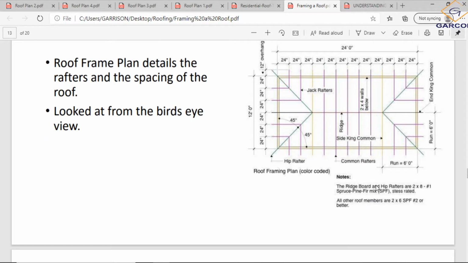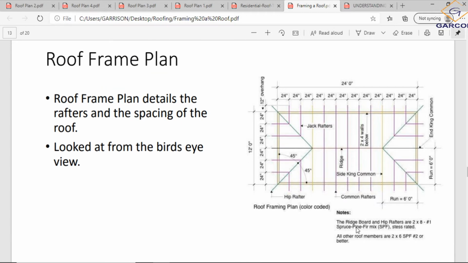Note, the ridge board and hip rafters are 2x8 number 2 spruce-pine-fir mix, SPF, stress rated. All the other roof members are 2x6 SPF number 2 or better. Most times when I do a roof plan, I tell you what size this will be, what size your wall plate will be. So that's how you can create an estimate or tell people what to buy.